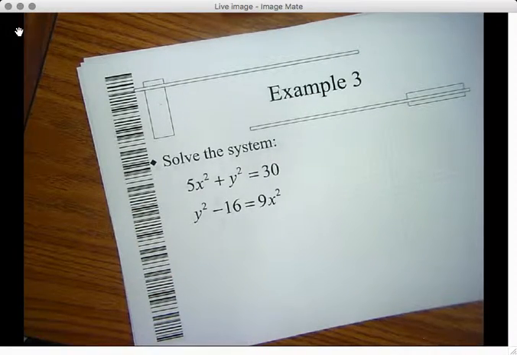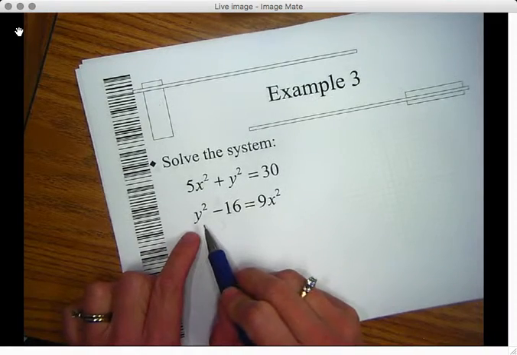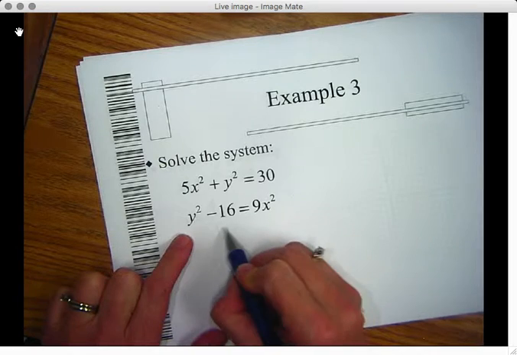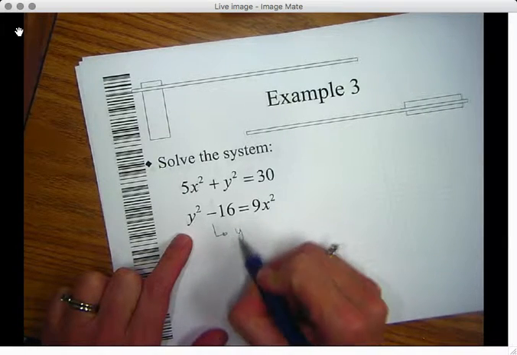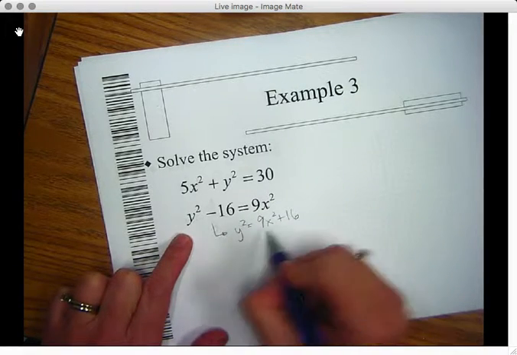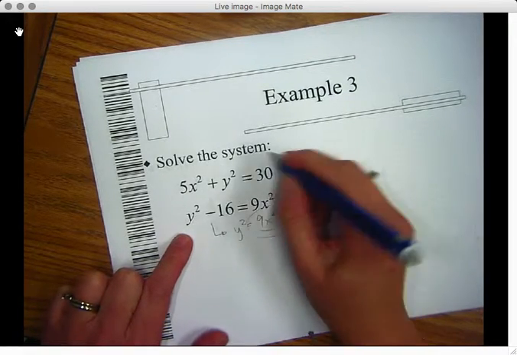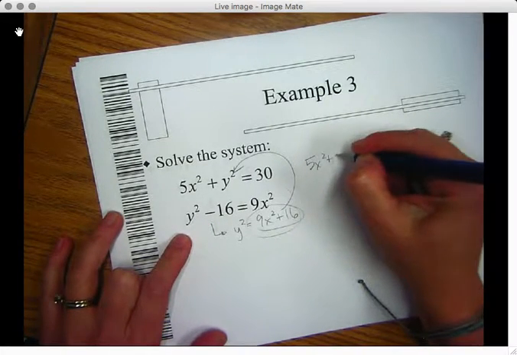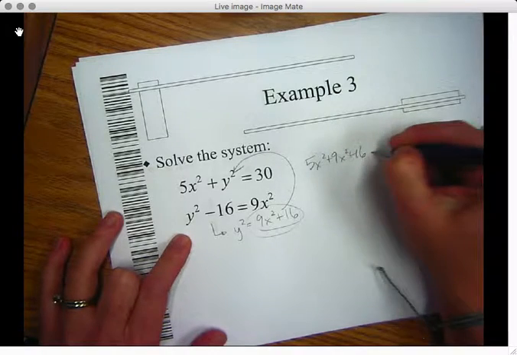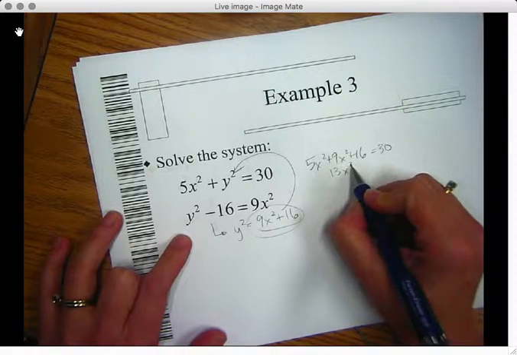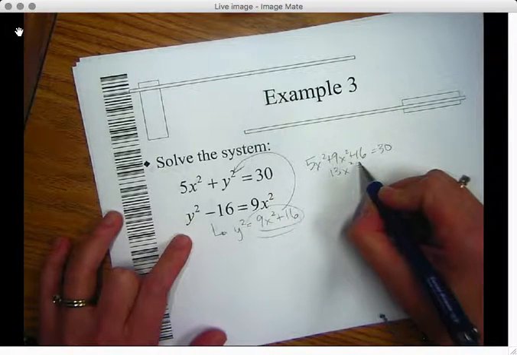Let's solve this system. This is example number 3. I'm going to take this bottom equation and solve it for y squared, so y squared equals 9x squared plus 16. And I'm going to plug all of that into the top equation using substitution. So 5x squared plus 9x squared plus 16 equals 30.